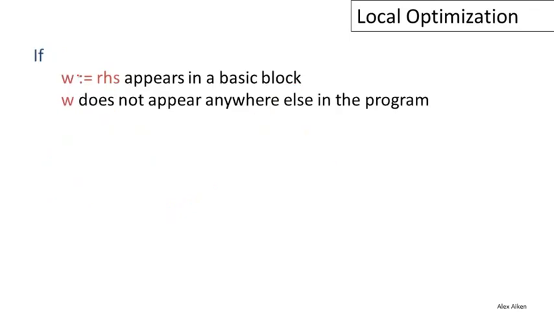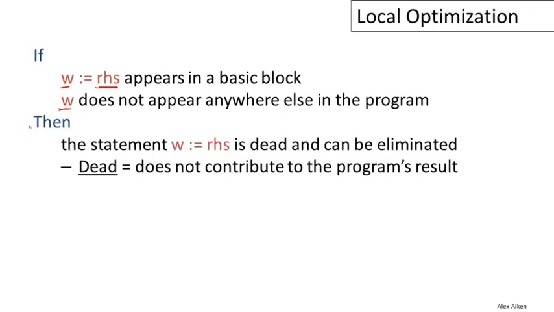Returning to an idea I mentioned a couple of slides ago, let's say there's an assignment in a basic block. Some register W is assigned some value that's computed on the right-hand side. But let's say that W, the register name, is not used anywhere else in the program. It doesn't appear anywhere, not only in this basic block, but in any other part of the procedure in which this statement appears. Well, then the statement is dead and can be just deleted from the program.